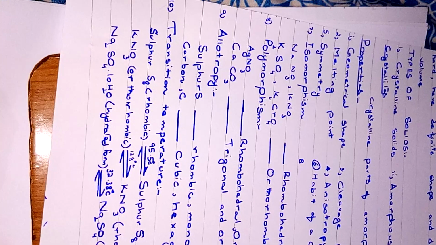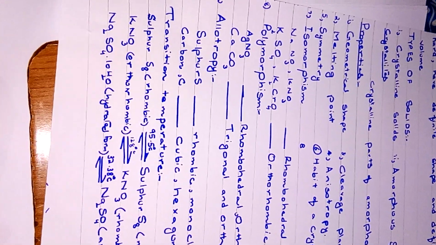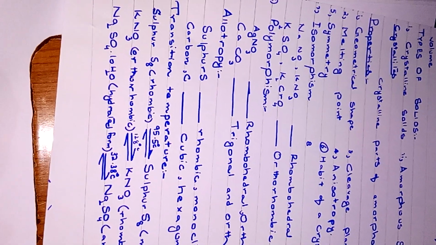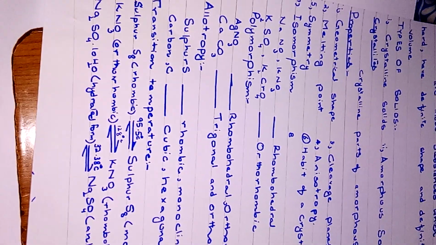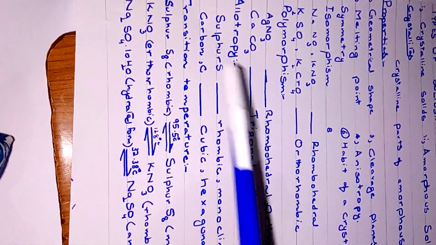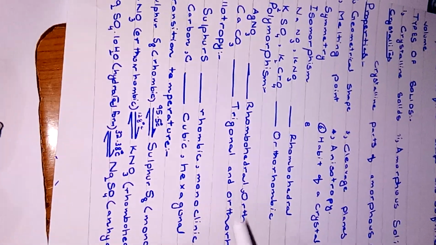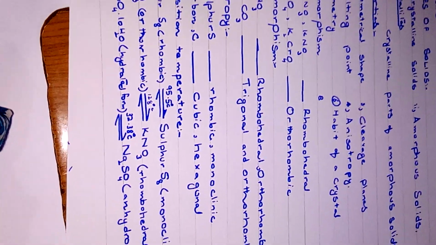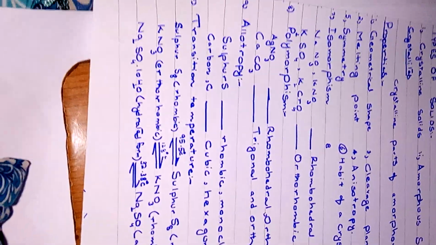Allotropy: the existence of an element in more than one crystalline form is known as allotropy, and these forms of the element are called allotropes of each other. Examples of such are sulfur, which exists as rhombic and monoclinic, and carbon, which exists in cubic and hexagonal crystal forms.